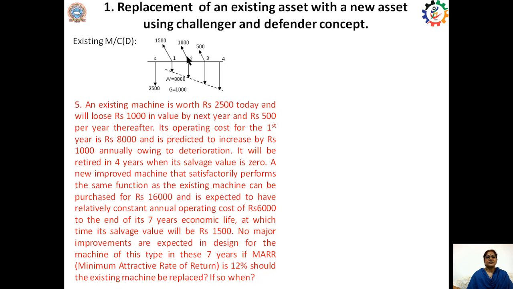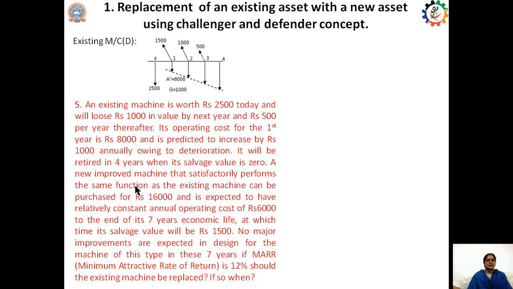And at the end of the second year, if you sell it after keeping it for 2 years, 500 more you will lose. 1,500 minus 500, it will be 1,000. Similarly, another 500 you will lose if you keep it for 1 more year. And at the end of the fourth year, it is 500 minus 500, 0. Its operating cost for the first year is 8,000 and is predicted to increase by 1,000 annually. So this is a gradient series. It will be retired in 4 years. Its life is 4 years when its salvage value is 0.